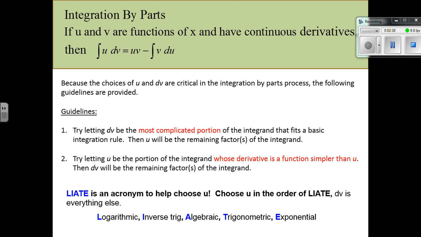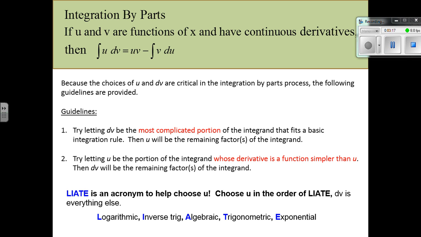Here are some guidelines for that. First, you can try letting dv be the most complicated portion of the integrand, but make sure that it fits a basic integration rule. You want to be able to integrate it. Whatever's left over will be the u part. A lot of times there is no complicated portion; they're both equally complicated. When that happens, we focus more on u. We let u be the part whose derivative is a function simpler than u, so when we take the derivative it's simpler than it started. Then dv will be the remaining part.